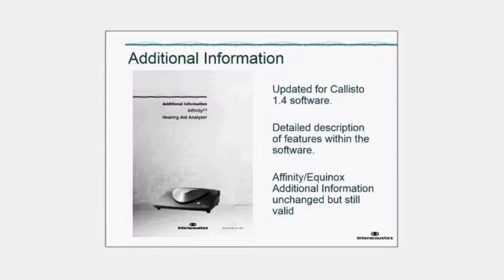Although the Callisto manual has been added and changed, the Affinity and Equinox has not been changed for this release. However, it's still valid because the changes made were not affecting the core use and features. And this is your main go-to site for when looking for technical aspects or learning the system, as it details everything, including settings.